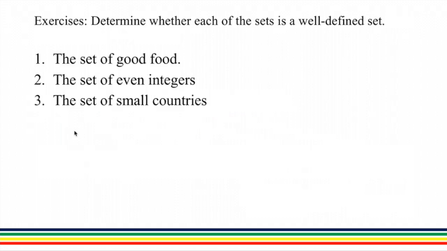Now let's have some more exercises. Let's determine whether each of the sets is a well-defined set. Number 1, the set of good food. Can we distinguish which foods are considered good food? I don't think you can do that. Therefore, we'll consider number 1 as not a well-defined set. For number 2, the set of even integers. We all know which integers are considered even. So we will consider this a well-defined set.